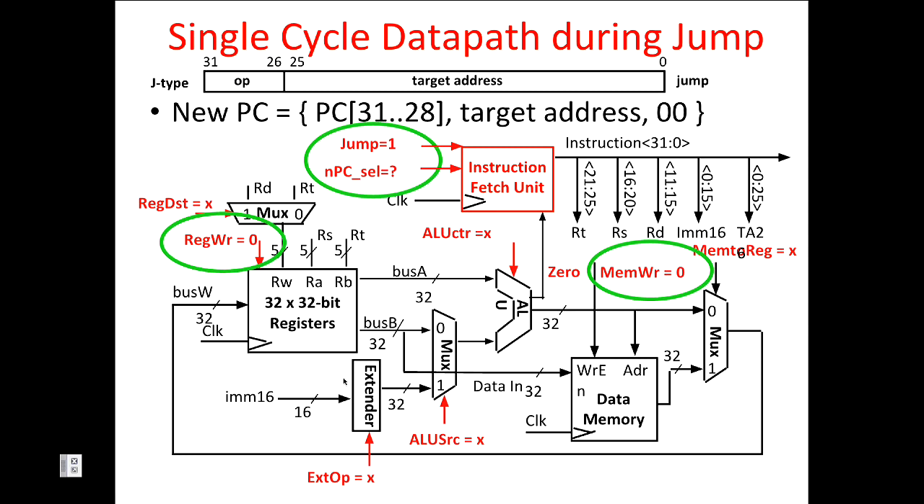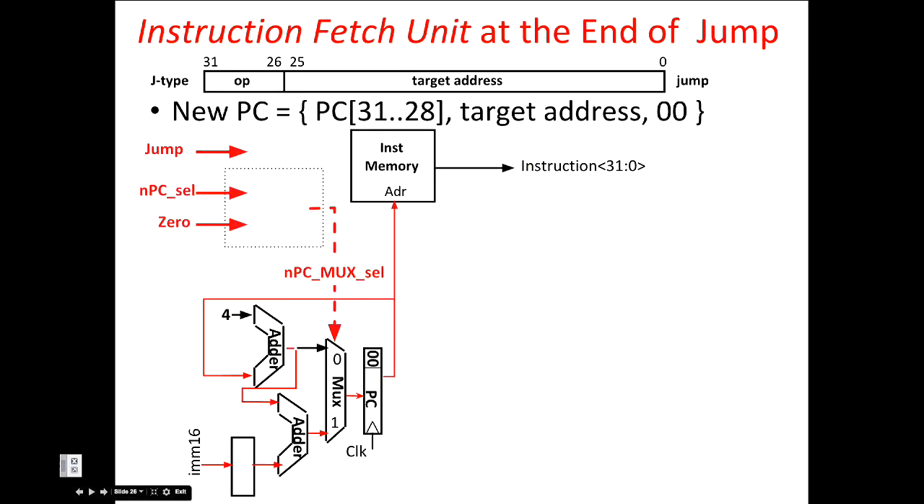The only interesting part of the jump instruction is happening up here in the instruction fetch unit. So before, when we looked at this picture, this was all we had. We could do PC plus 4, or we could do PC plus 4 plus this immediate that we got from the branch instruction added on to PC plus 4 in a special way.